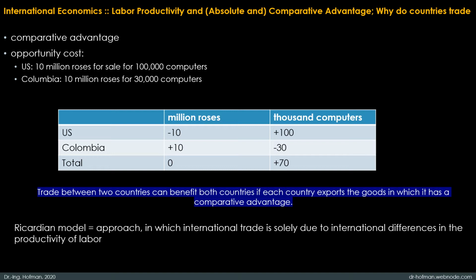In today's seminar, we will develop a model of international trade originally proposed by the British economist David Ricardo, who introduced the concept of comparative advantage in the early 19th century. The classic reference is David Ricardo, The Principles of Political Economy and Taxation, which was first published in 1817. This approach, in which international trade is solely due to international differences in the productivity of labor, is known as the Ricardian model.